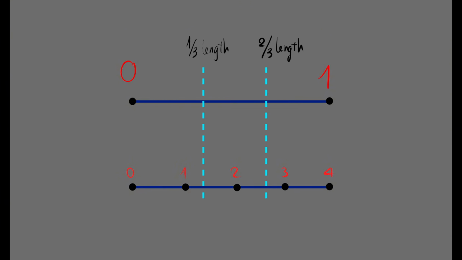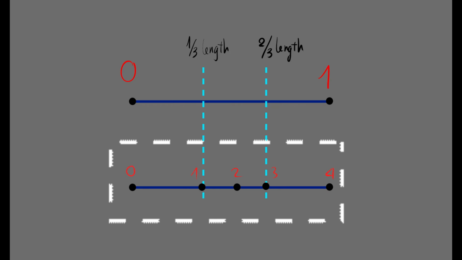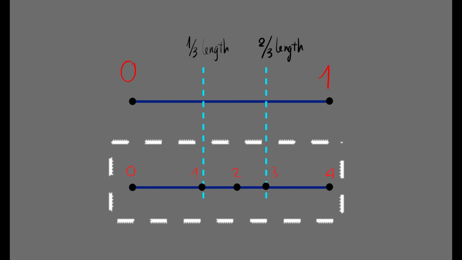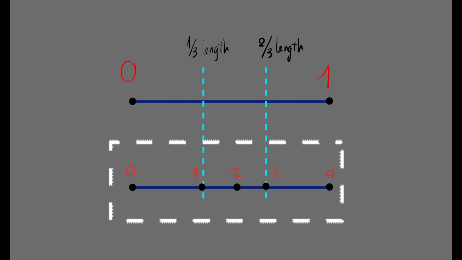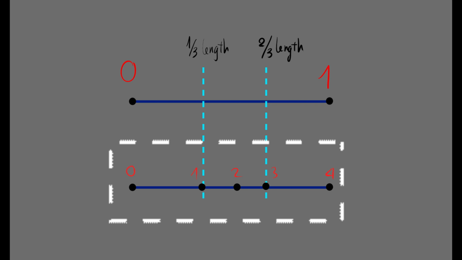Next, we see 2 dashed lines positioned at 1/3 and 2/3 of the original line segment's length. On the segment below, we've defined 5 points, 0 to 4. Points 1 and 3 are the ones landing precisely at the 1/3 and 2/3 marks. This is the exact setup for our geometry nodes.